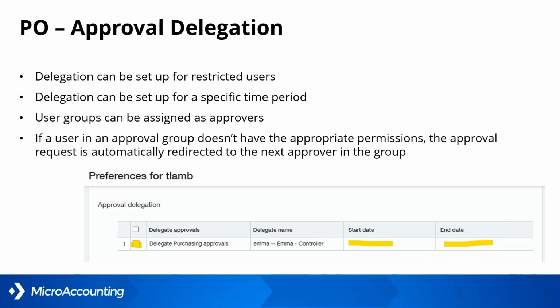You can also now set up user groups as assigned approvers. And then if a user in an approval group doesn't have the appropriate permissions, the approval request is automatically redirected to the next approver in the group. So if I set up a user group as my delegate, then whomever the first person that has the appropriate permissions in that group would be the approver for that. Okay.